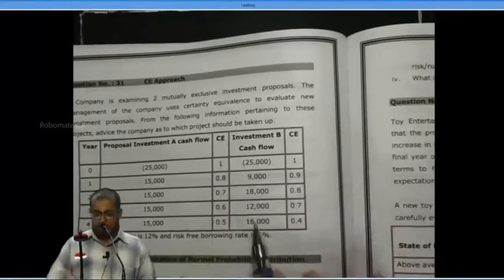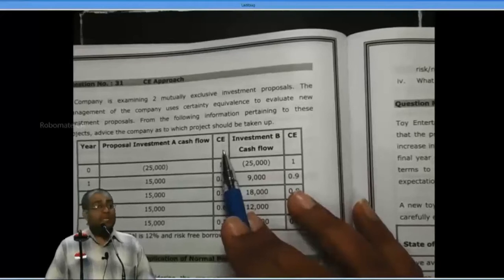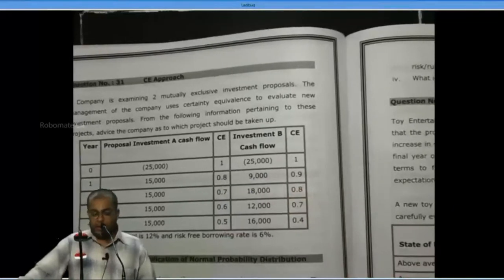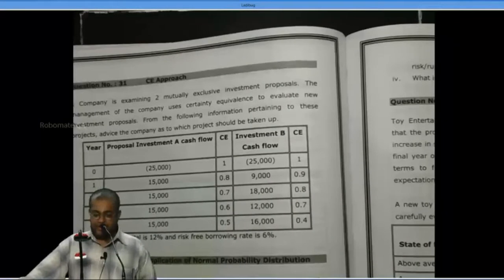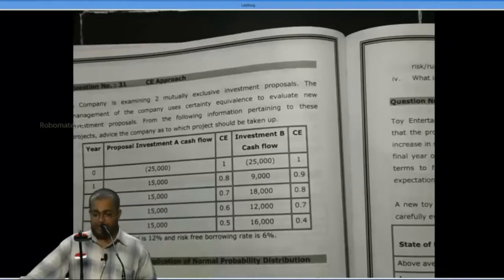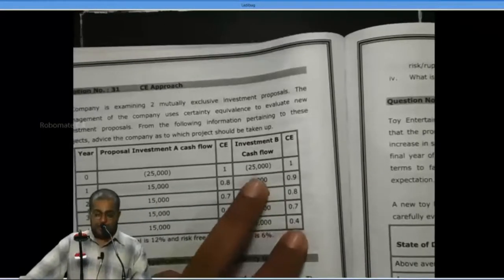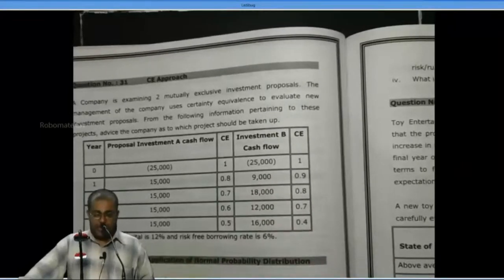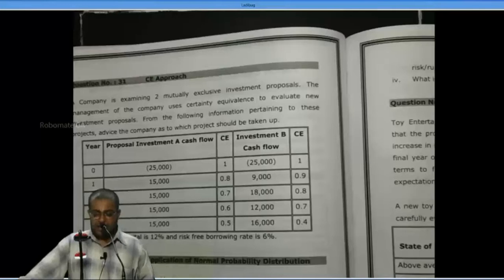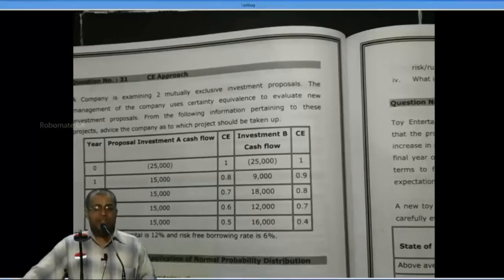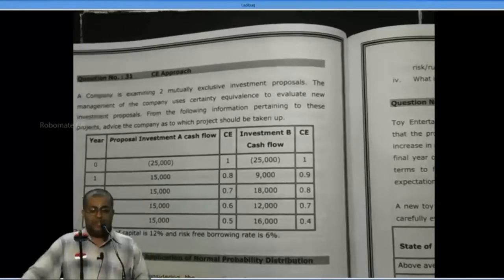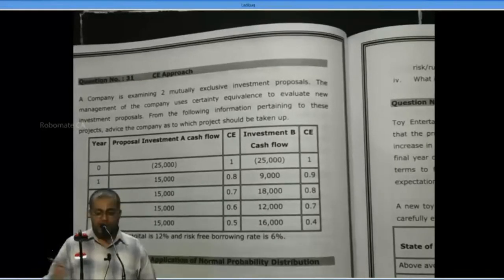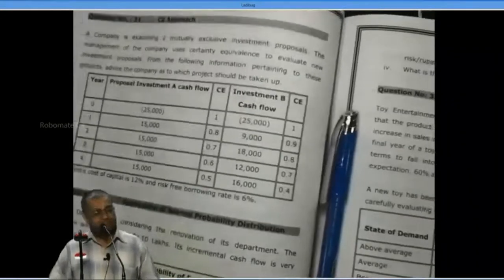CE is given. The word CE means certainty equivalent factor: 1, 0.8, 0.7, 0.6 and then 0.5. Similarly, for project B also the investment and certainty equivalent factor are given. The firm's cost of capital is 12% and the risk-free borrowing rate is 6%. These are all the details given. The question asked is whether I have to go for project A or project B. Just go through the facts of the question before I start with the solution.